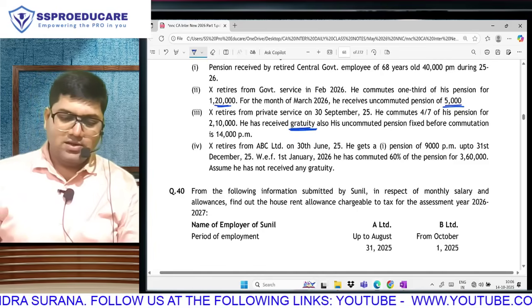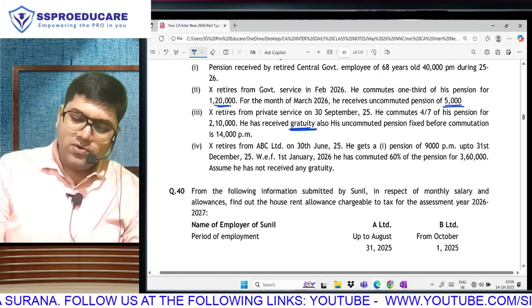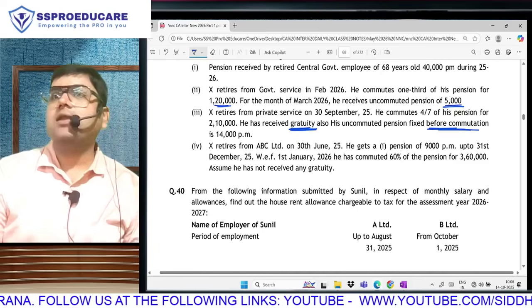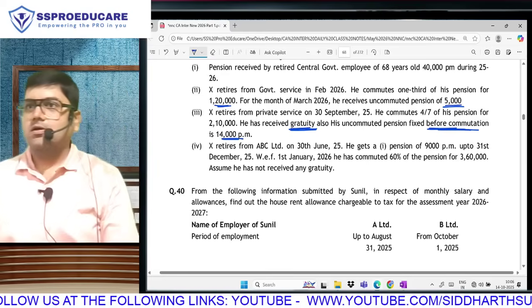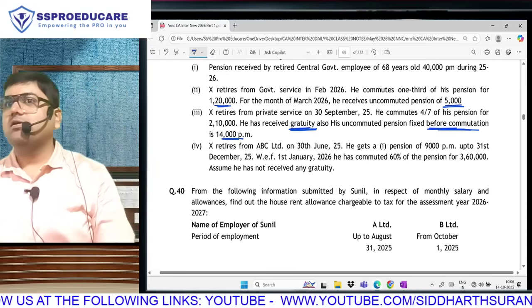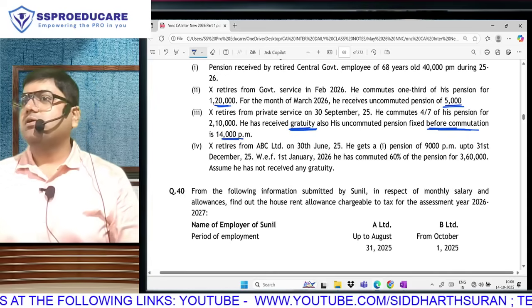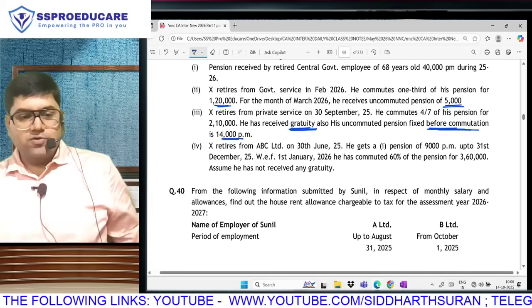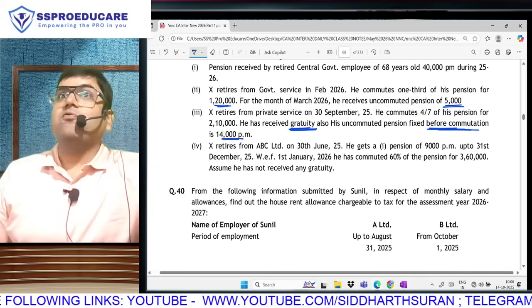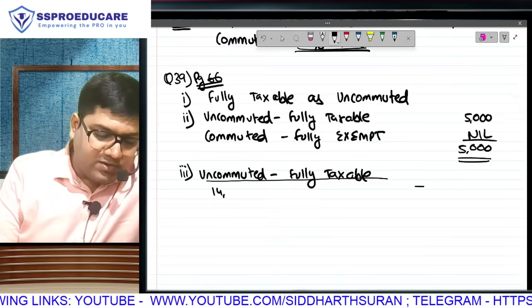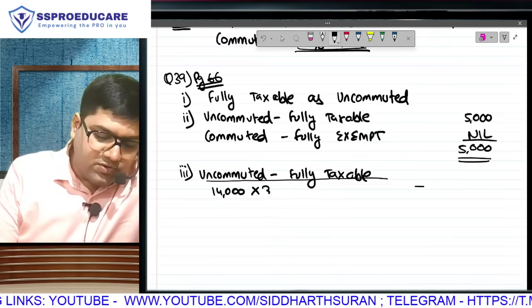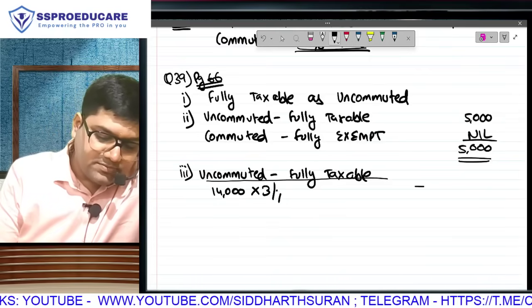They are saying that if you don't commute anything, so we will give you 14,000 per month. But have you commuted something? How much? How much have you commuted? 4 by 7. That means you won't get full 14,000. Then in 14,000 you will get only 3 by 7. Do you understand the maths here?